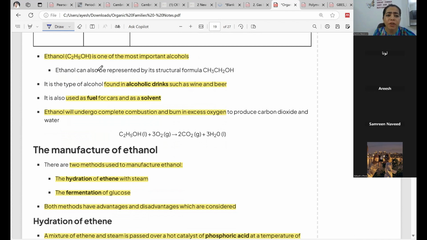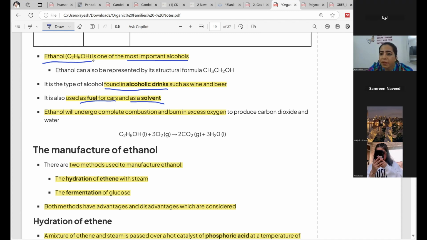Ethanol is one of the alcohols with two carbons, and this is the most important alcohol, C2H5OH. We can even write its structural formula with all the carbons separate, CH3CH2OH or C2H5OH, both are ethanol. Why is ethanol an important alcohol? Because it is used in all the alcoholic drinks, so it is a very useful alcohol. It is also used as a fuel in cars and as a solvent to mix some of the organic products.